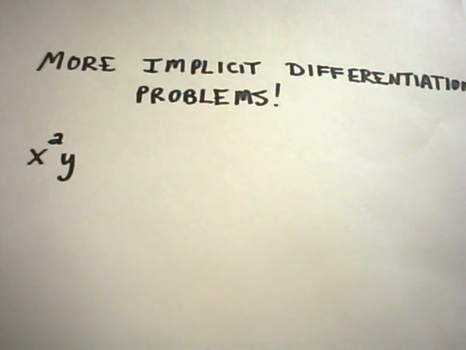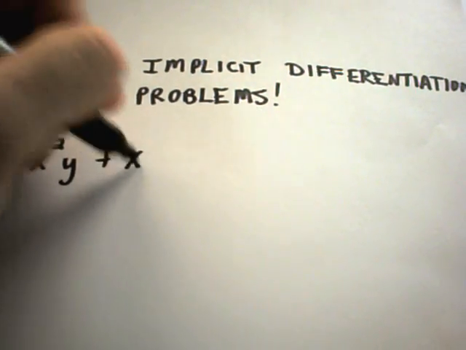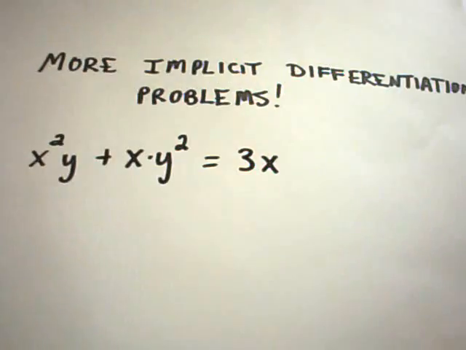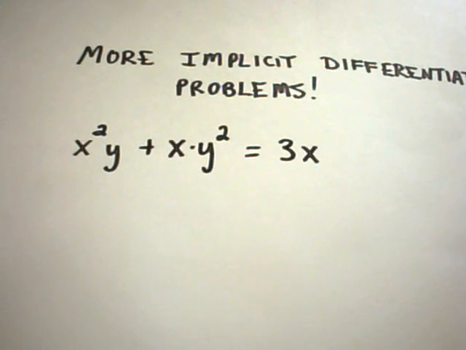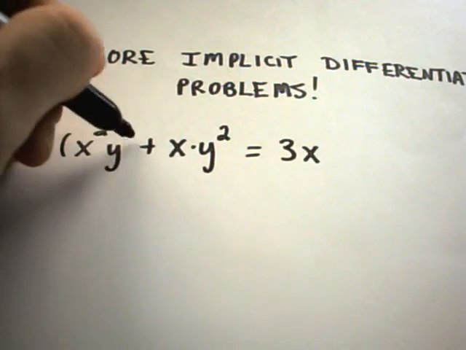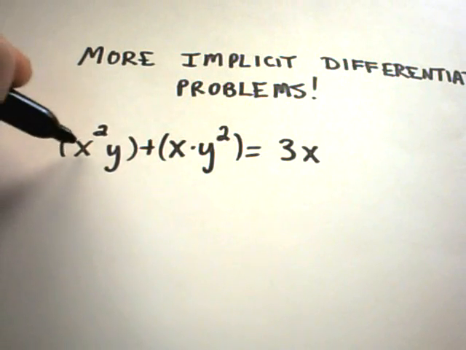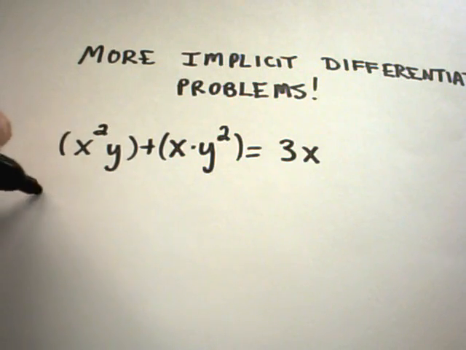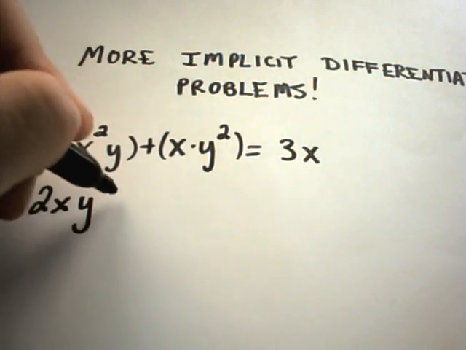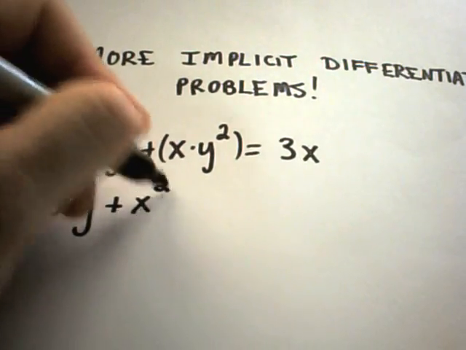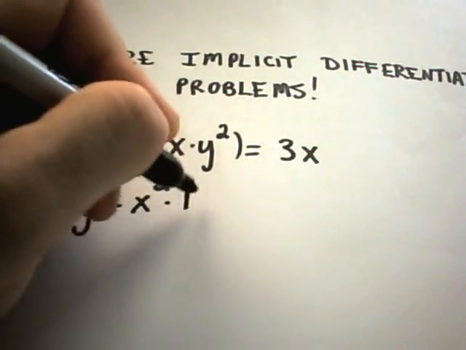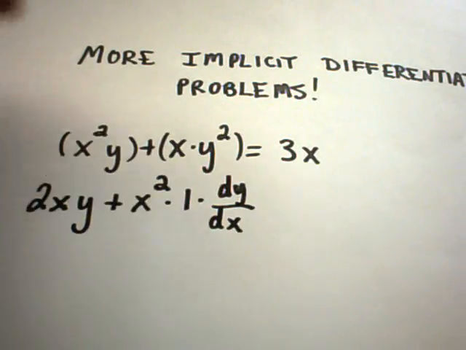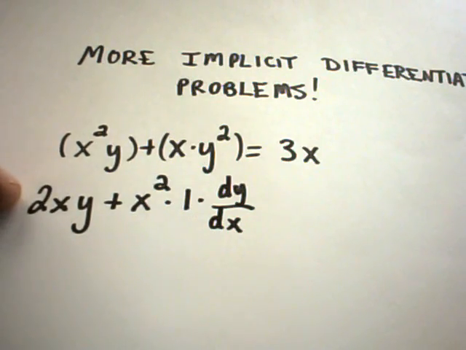So I've got x squared times y plus x times y squared, and we'll make that simply equal to 3x. Alright, so again, I've got to do the product rule now twice on the left side. So I'm going to do the x squared y piece first. The derivative of x squared is 2x. I'll leave the y term alone. Plus, now I'll leave the x squared term alone. The derivative of y, again, is 1 dy dx. So that's all just the first part with the product rule.